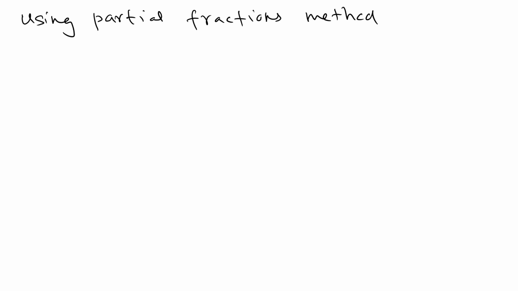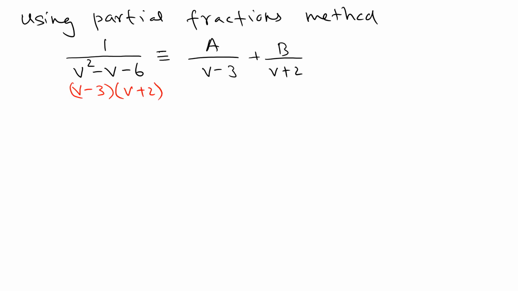So we can write the corresponding partial fractions like this. The denominator has factors v minus 3 and v plus 2. So then we can write this form, and then we can find the A and B using the shortcut, or what we call the cover-up method. And you can see the A is 1/5 over v minus 3, and then B is negative 1/5 over v plus 2.